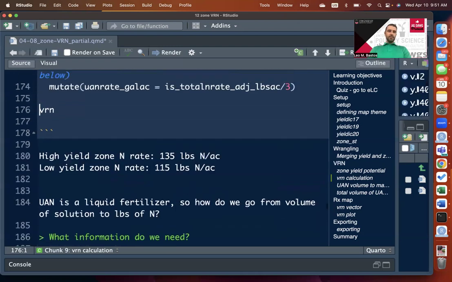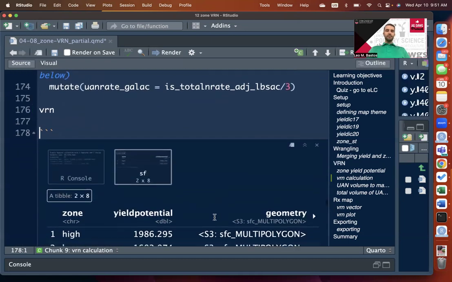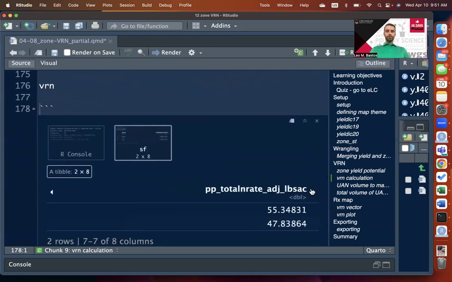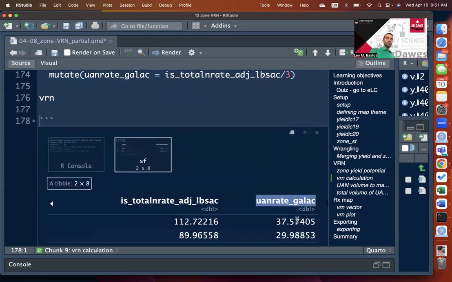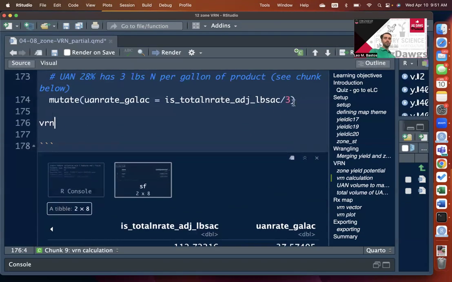So if we run this and we print VRN, we have now our UAN rate in gallons per acre for each one of the zones, being about 38 if we round it, gallons per acre on the high yield zone and about 30 gallons per acre on the low yield zone.